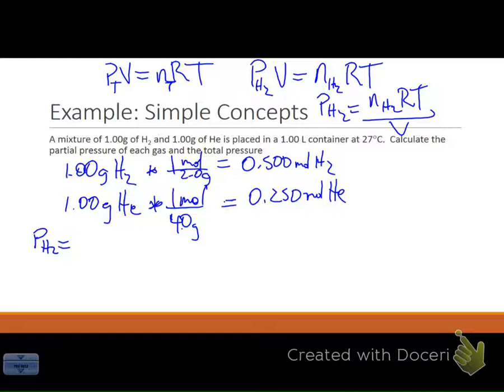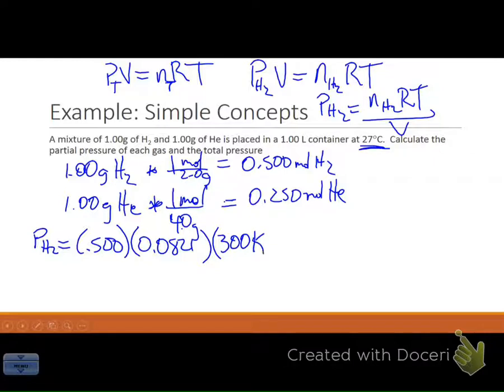Alright, so plugging this in here for hydrogen, 0.5. I'm not going to show my units to save space here, but R is 0.0821 liter atmospheres per mole K. And then the temperature here is 27 Celsius. Remember, we have to be in Kelvin, so that's 300 Kelvin with 3 sig figs. And the volume is a nice 1 liter. So that gives me a partial pressure of hydrogen of 12.3 atmospheres.